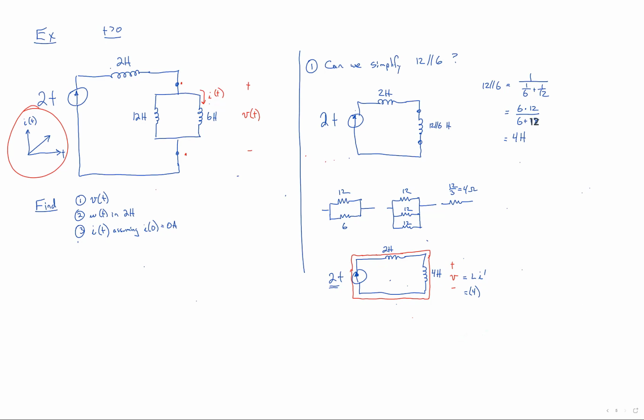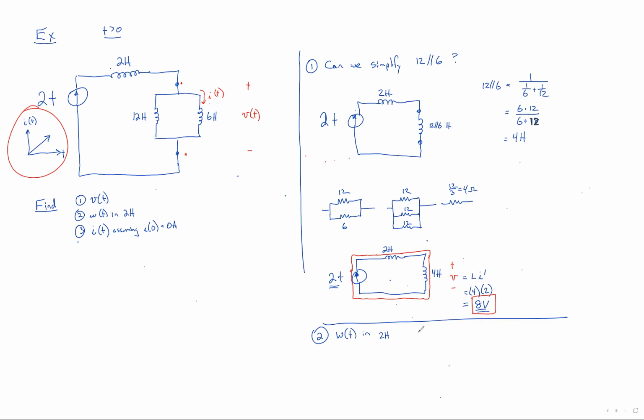All right. So what's the derivative of the current going through that? 2. So therefore 8 volts. And that's the answer to the first question. Now that we've got the answer to the first question, let's get the answer to the second question. What is the energy in the 2 Henry inductor?